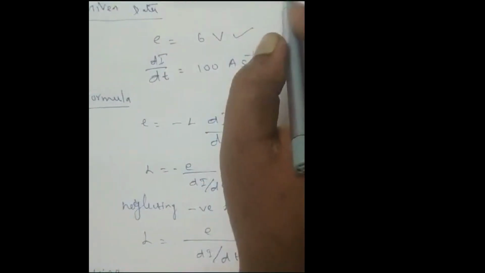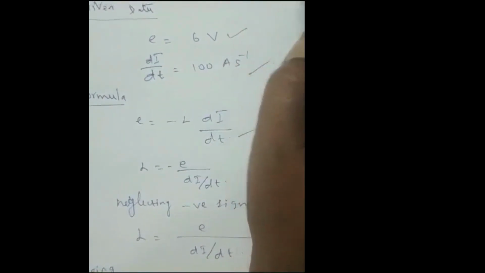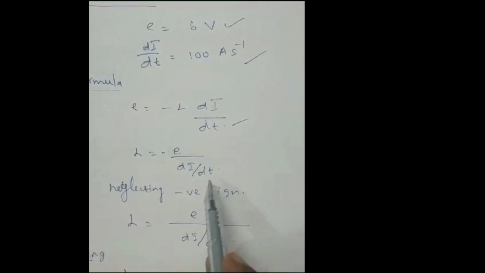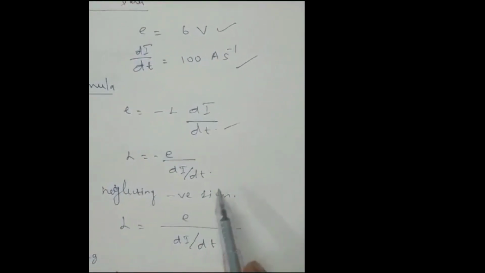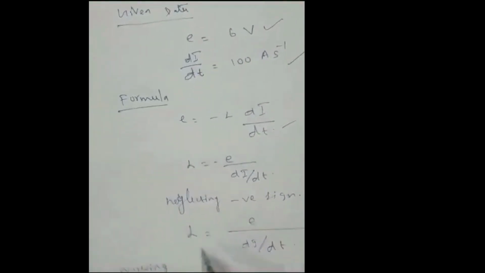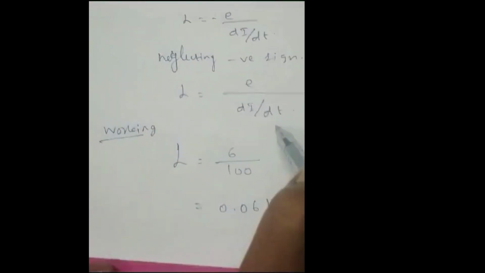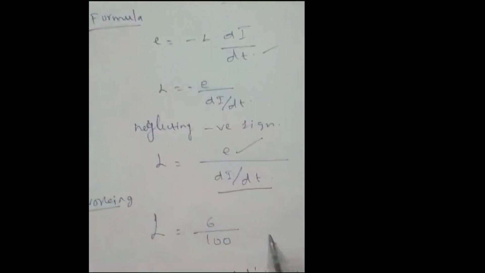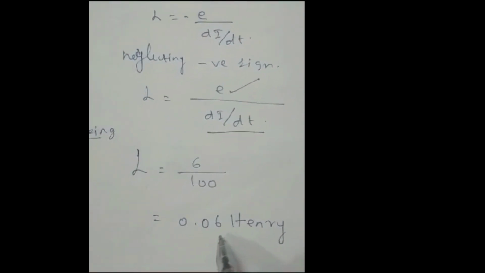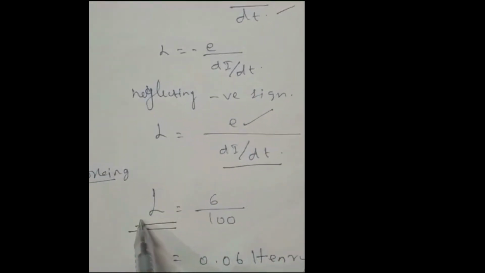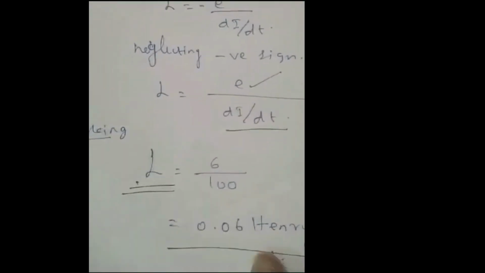What is our ultimate aim? To find the coefficient, so we modify the formula: L is equal to minus E divided by di by dt. Here the negative sign has no significance, that's why we neglect it. L is equal to E divided by di by dt. You know the EMF is 6 volt, and the rate is 100. Just simply put it in, then you find 0.06 Henry. Because the unit of self-inductance is Henry, that's why we put Henry here.